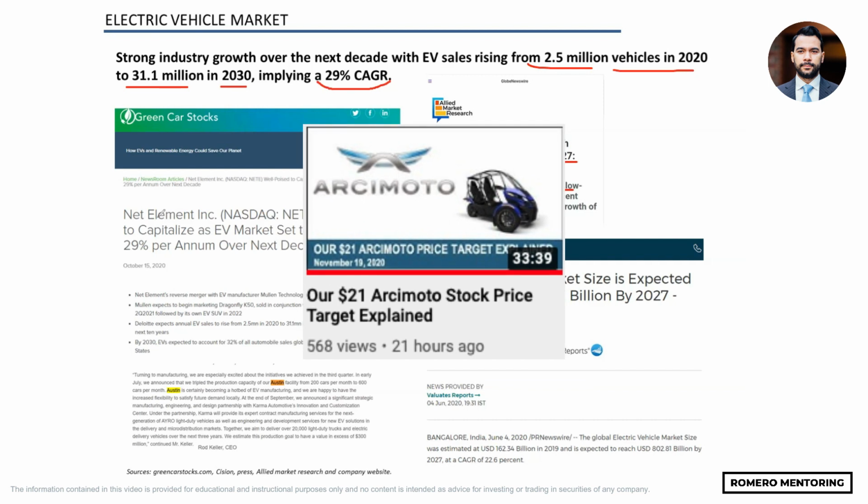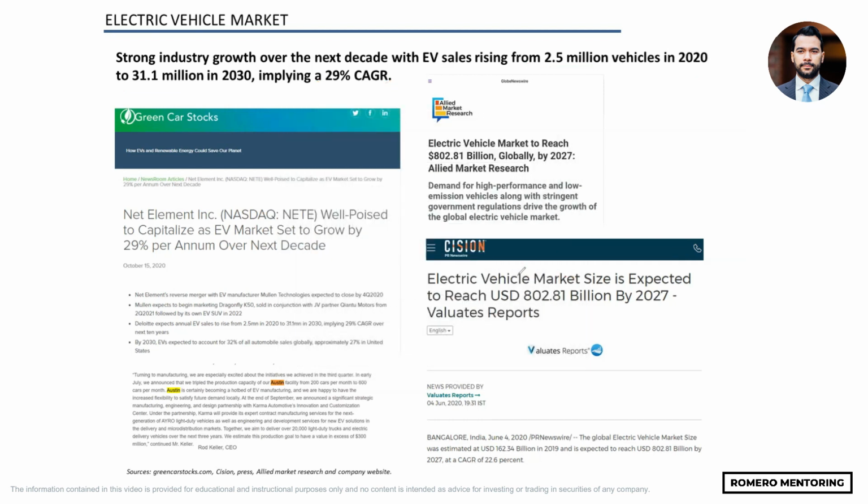And again, the links to these articles are right below in the description. Take the time. It takes a few minutes to read it and familiarize yourself with what's happening in the electric vehicle market, because this is a trend that's going to last for the next 5 to 10 years. And this is why it's a hot sector as well.